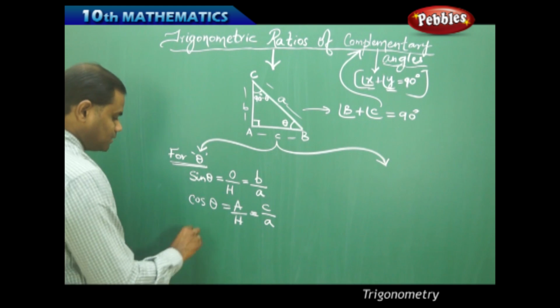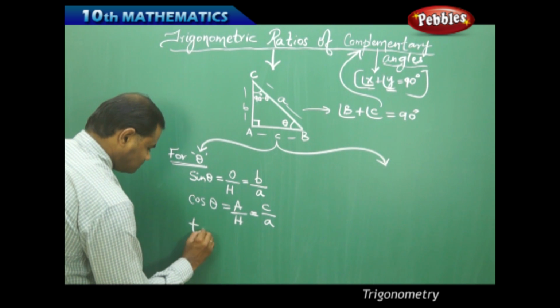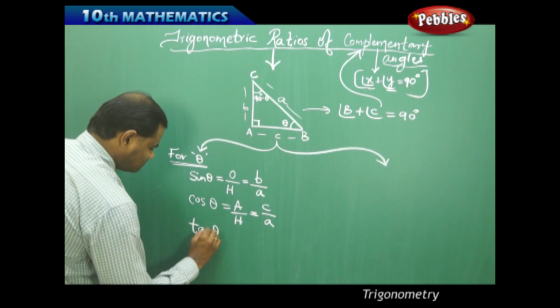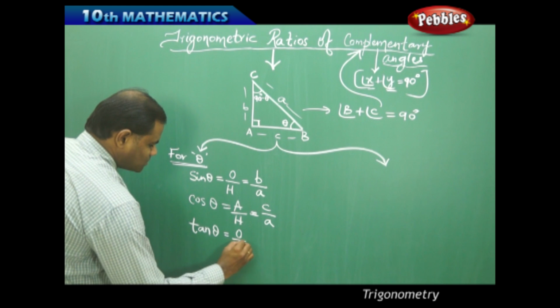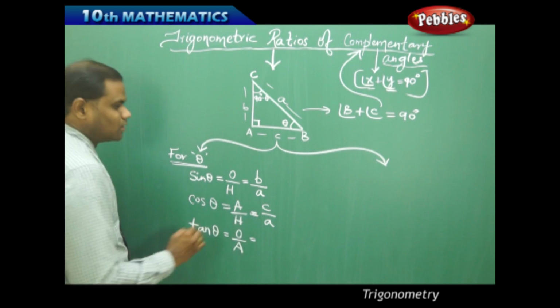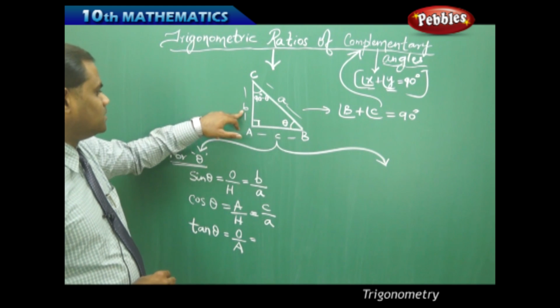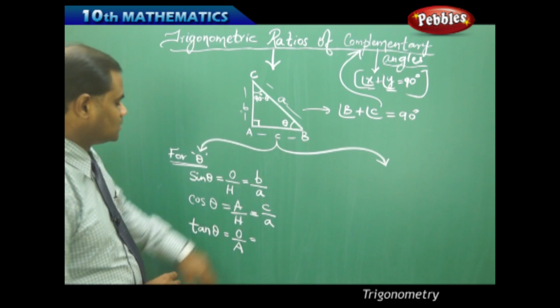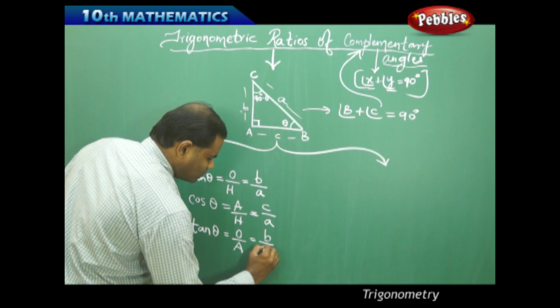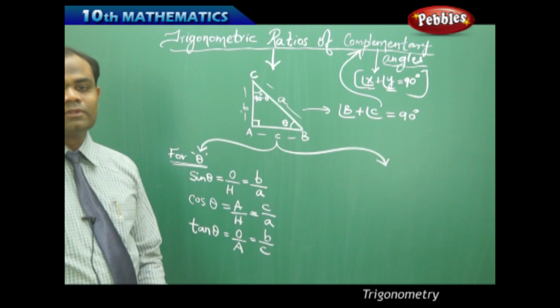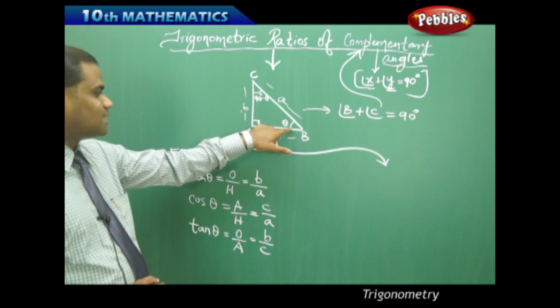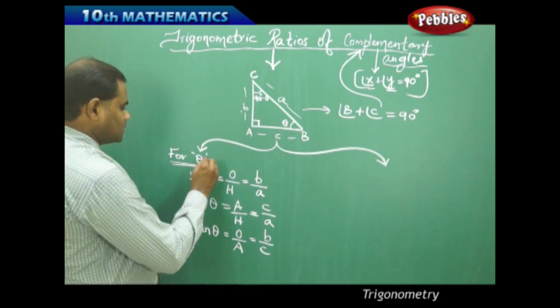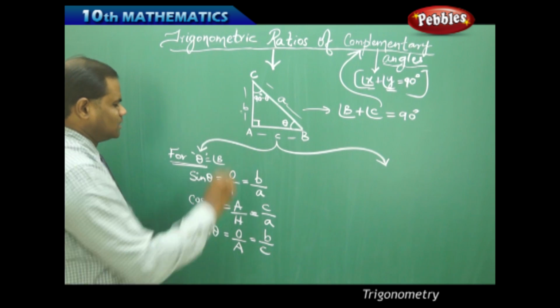Thirdly, tan theta. Tan theta is opposite by adjacent. Therefore, my opposite to angle theta is B and adjacent is C, so I get B over C for this angle theta, that is angle B.